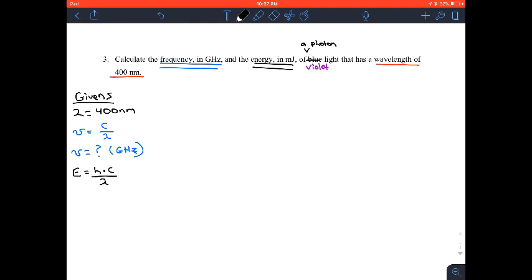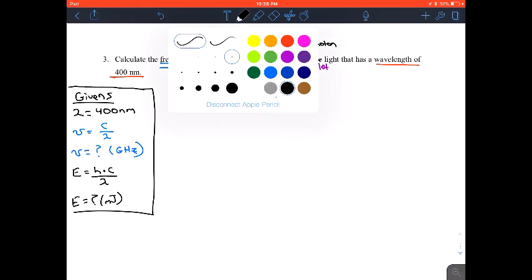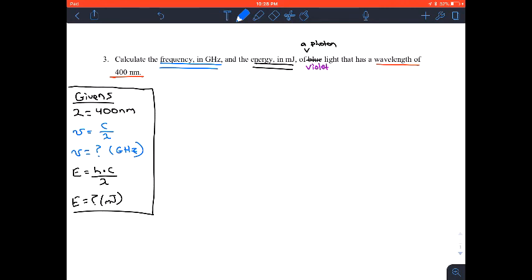All right, so therefore, energy equals question mark, and we're looking for energy in millijoules. So we're going to box that off. And then we start our work. Now, in this case, I'm going to start with frequency first, just because it was first in our problem. So, our work. We're going to have nu equals c over lambda.